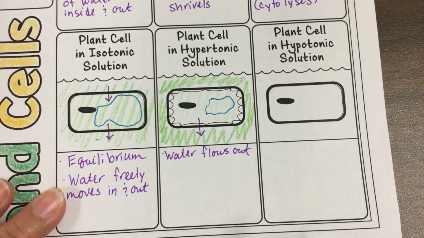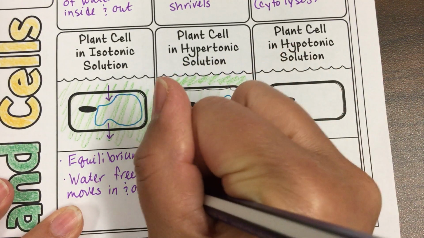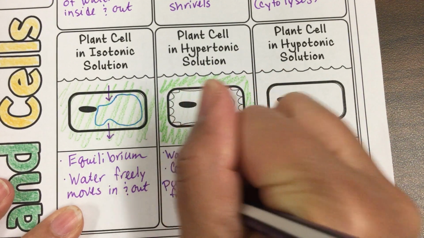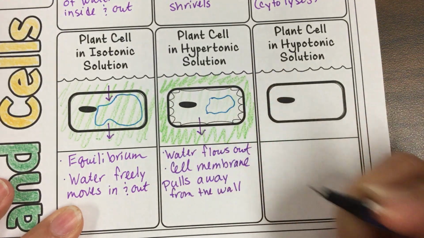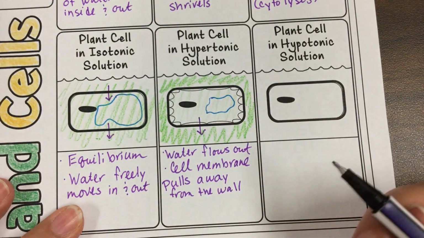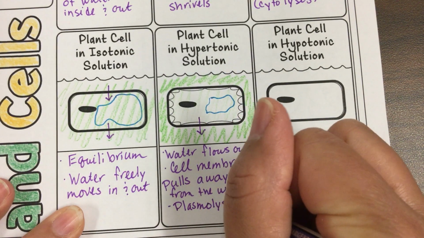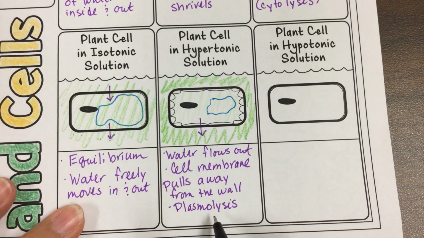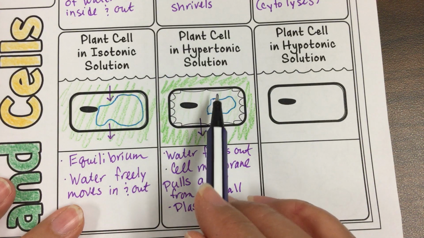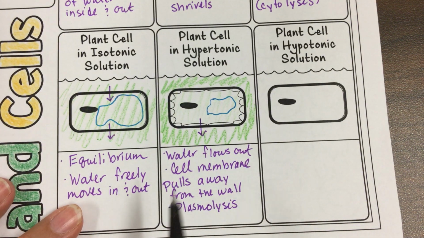The same thing happens down here. The cell membrane pulls away from the wall. And if we're talking about the plant, it's going to start to wilt. And so this process of that cell membrane pulling away, that's called plasmolysis. Remember, lysis means to break down. Plasmo, we're talking about that cytoplasm. So the cytoplasm is breaking down and the cell membrane is shrinking. Remember, cytoplasm kind of helps keep everything in place.